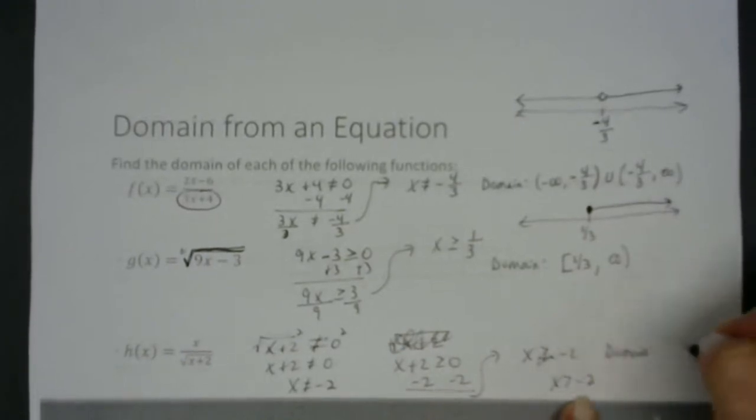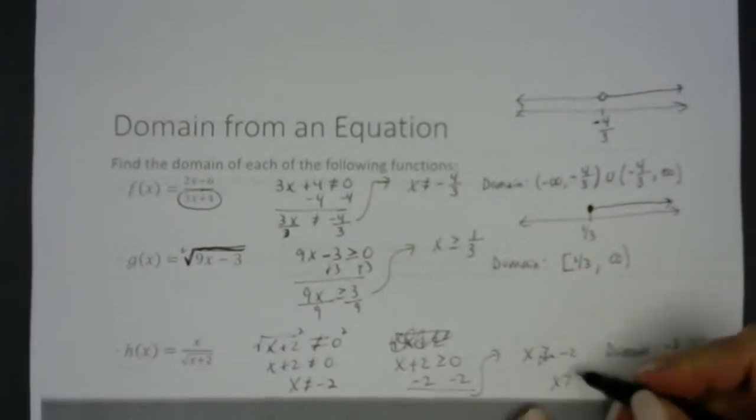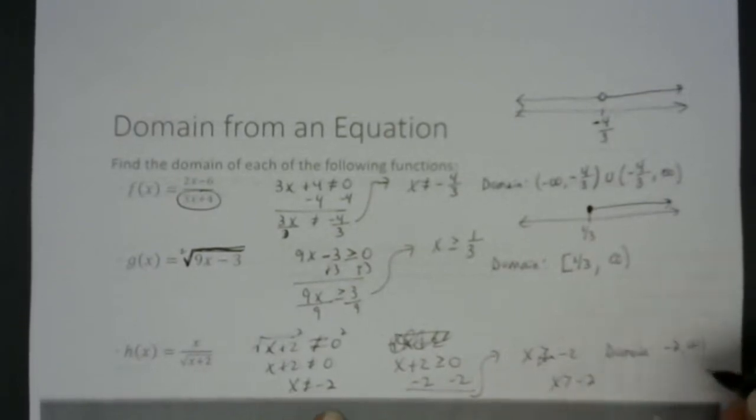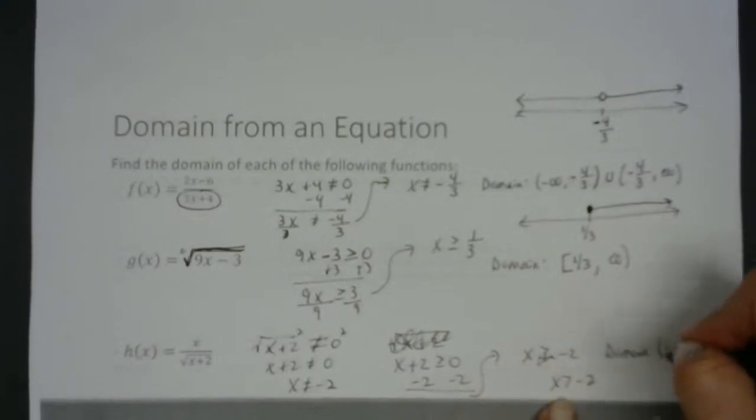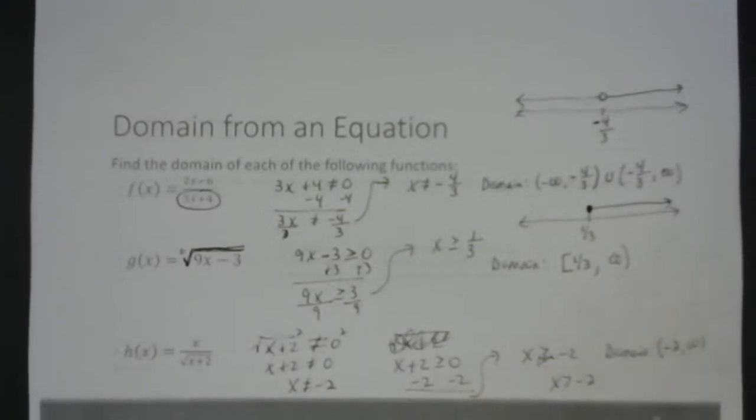So writing that as an interval, my domain here is going to be -2 to infinity, but we have to exclude that -2. It can't be equal to -2, just greater than. So I want a parenthesis there.